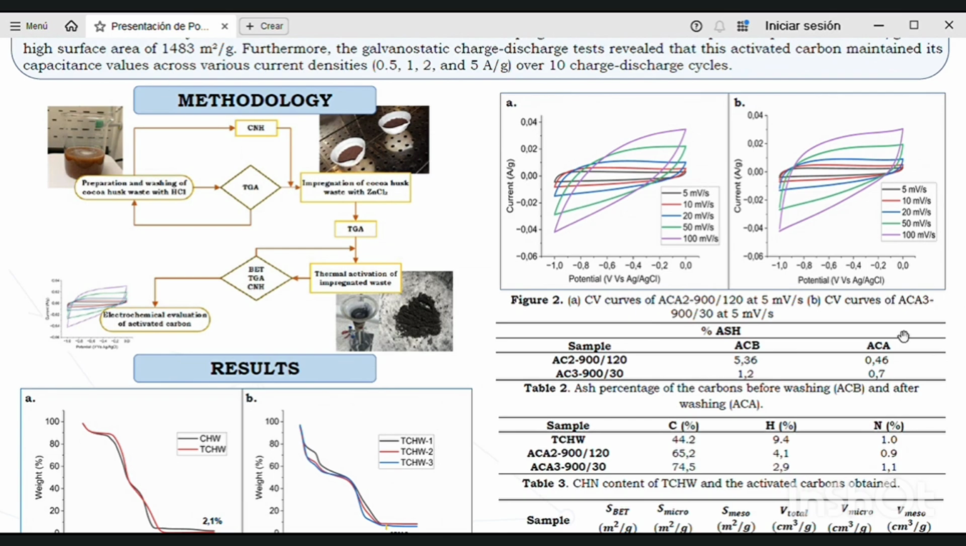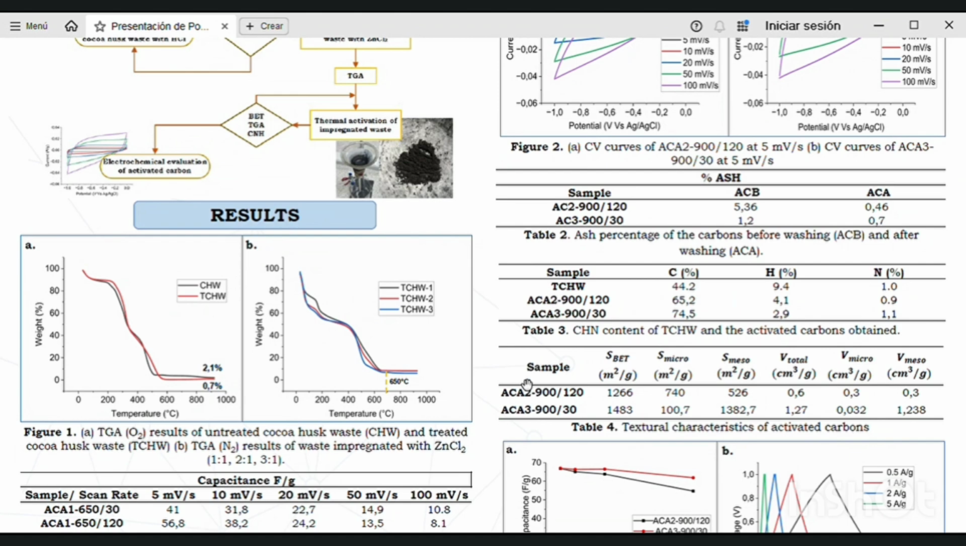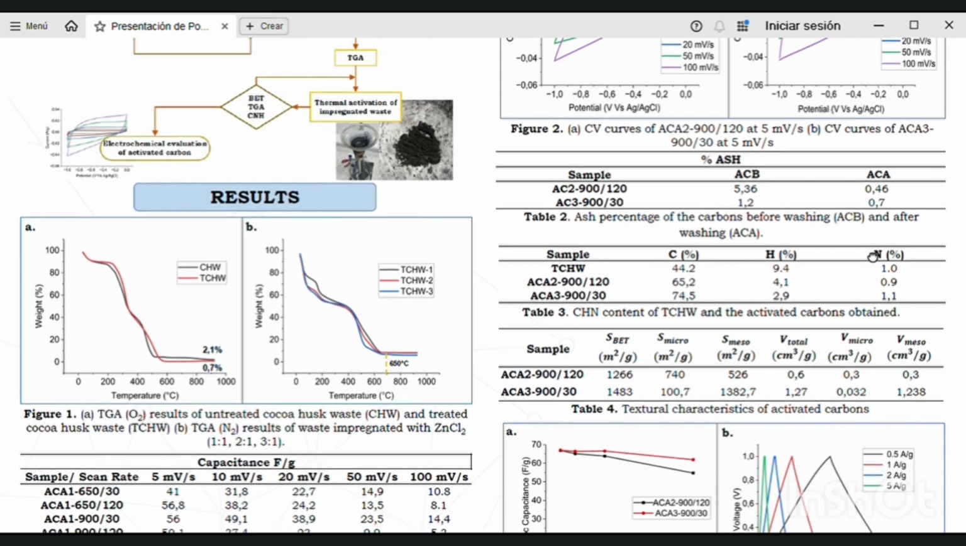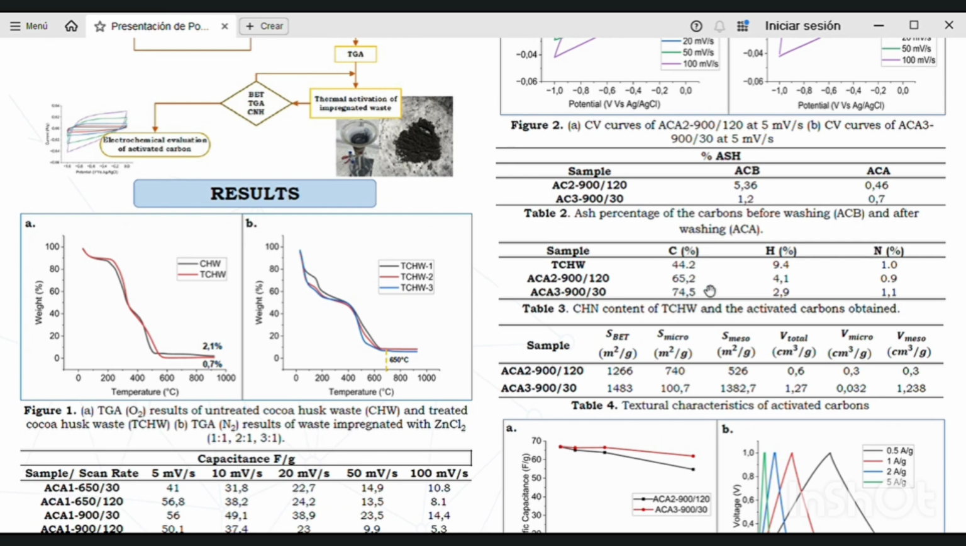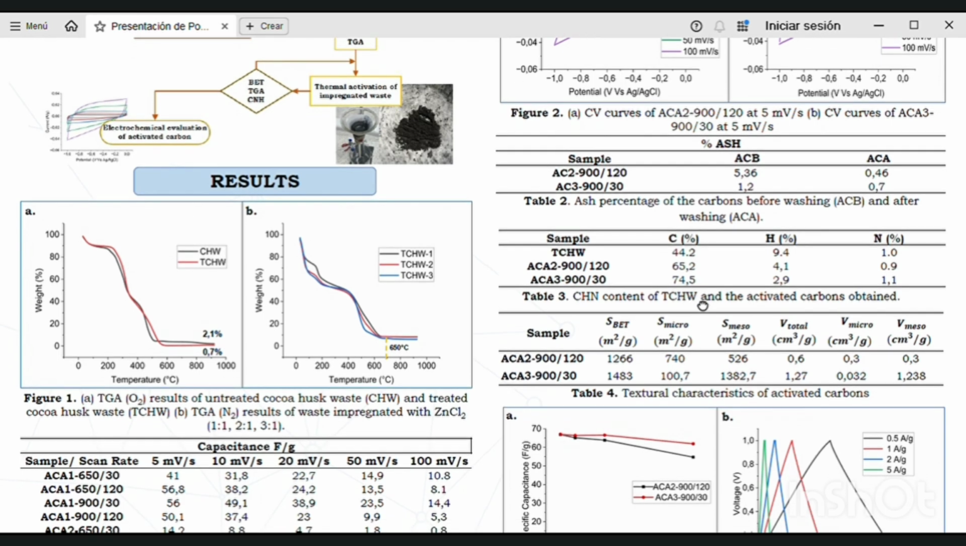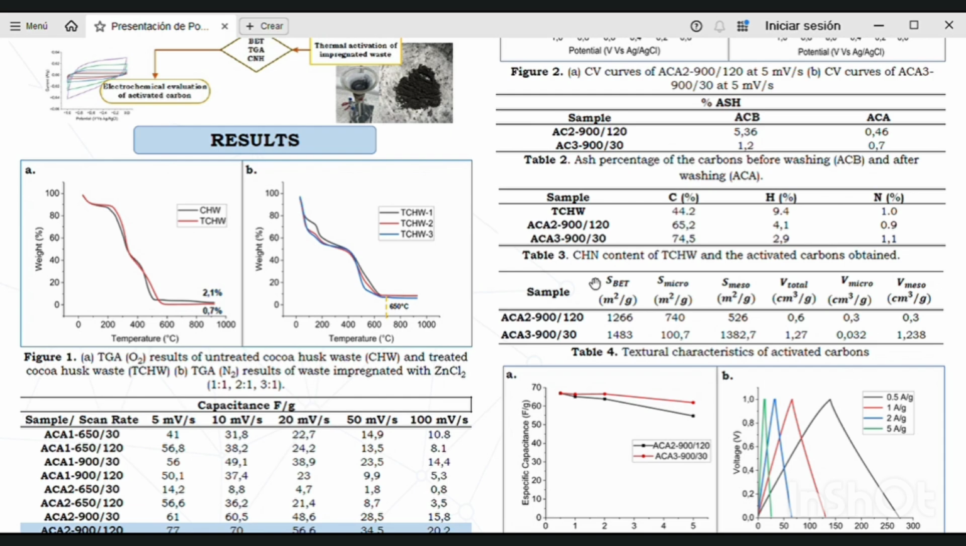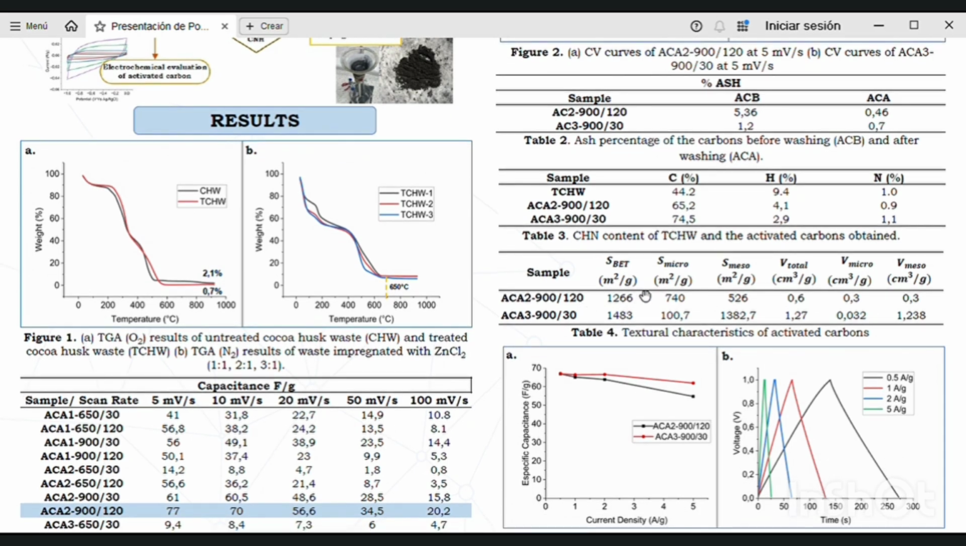According to the results in Tables 2 and 3, the ash content of these carbons after washing with hydrochloric acid was 0.46% for AC2 and 0.47% for AC3, with fixed carbon content at 65% for AC2 and approximately 74% for AC3. In terms of surface area, AC2 had a surface area of 1,266 square meters per gram, while AC3 had 1,400 and 83 square meters per gram.